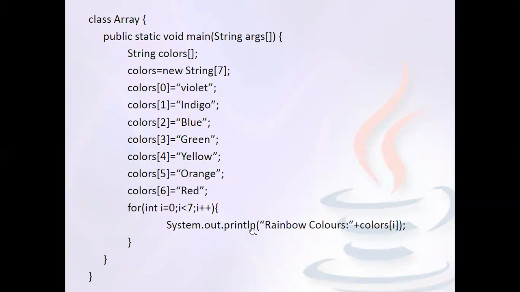See, it's a System.out.println of rainbow colors plus colors[i] with a for loop. That means it keeps on printing violet, indigo, blue, green, yellow, orange, red. This is a print statement which keeps on printing these values.